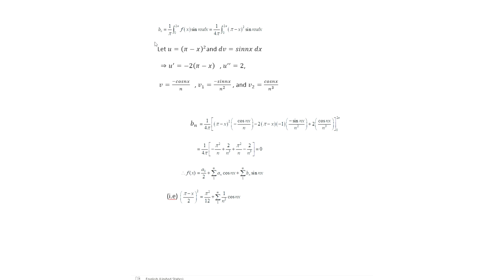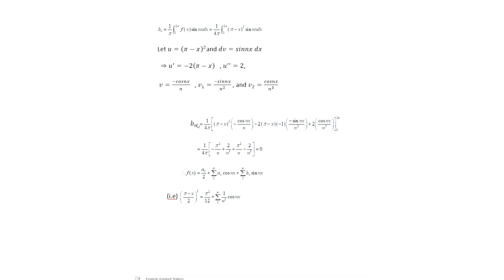To calculate Bn, it is 1 by pi integral 0 to 2 pi f of x sin nx dx. So it is 1 by 4 pi integral 0 to 2 pi pi minus x whole square into sin nx dx. Again we are going to apply Bernoulli's. U is pi minus x whole square. U dash is minus 2 into pi minus x. U2 dash is 2. dv is sin nx dx. When we integrate, it is minus cos nx by n. v1 is minus sin nx by n square and v2 is cos nx by n cube.